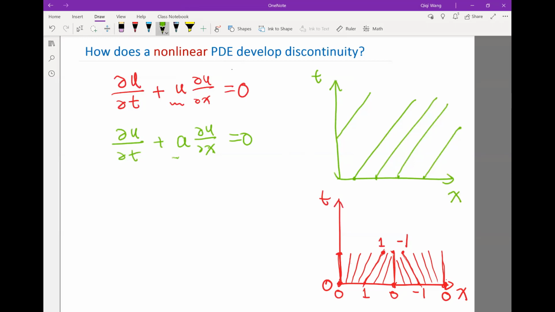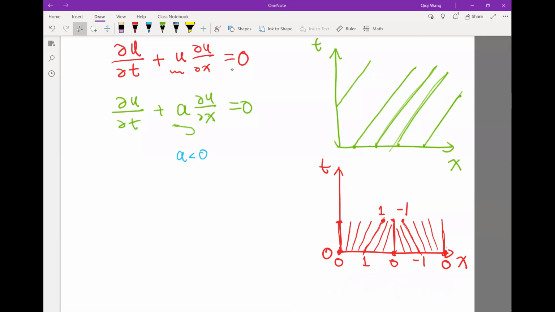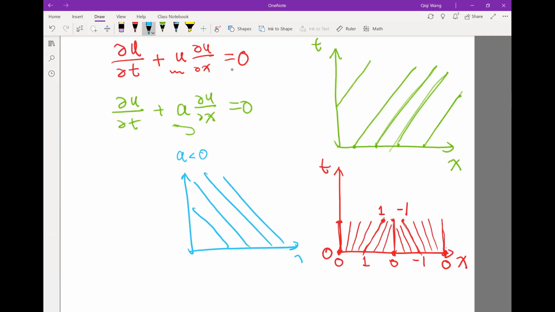Not coincidentally, this is pretty much the same as our green case where our a is a constant, right? So if a is a constant and positive, all the contours would slope towards the right. And if a is negative, then if we draw a corresponding contour, the contours would slope towards the left, right? Because the solution, as time advances, would move towards the left.